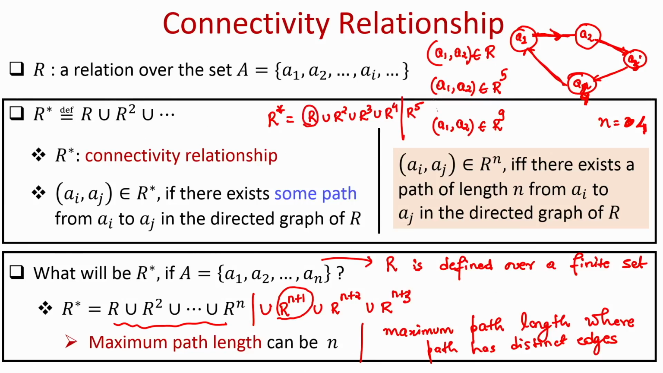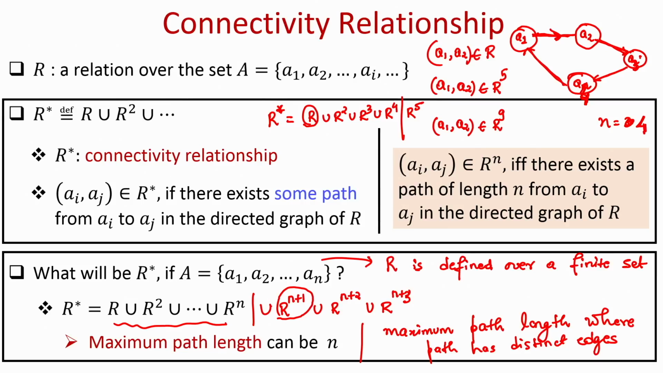I do not need to separately consider those pairs by considering the fifth power of R and so on, because I know that I can't have a path of length more than 4 consisting of distinct edges. If at all there is a path of length more than 4, that means some edges and nodes are repeated, that means that path, by excluding the repeated edges and nodes, would have been already counted in some lower power of R when I would have constructed R star.